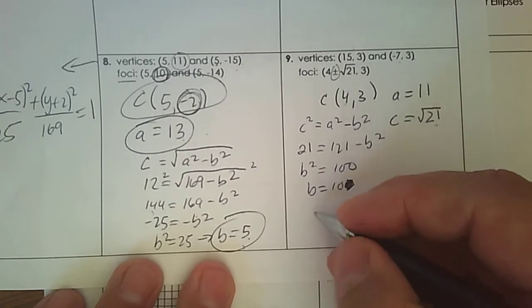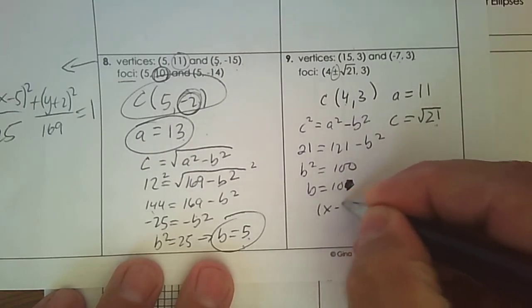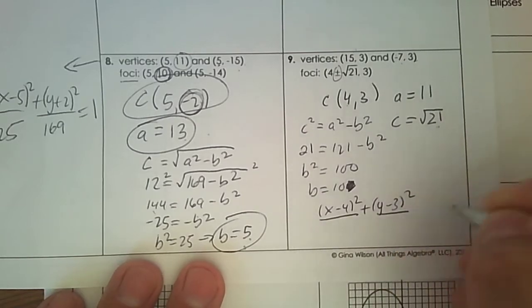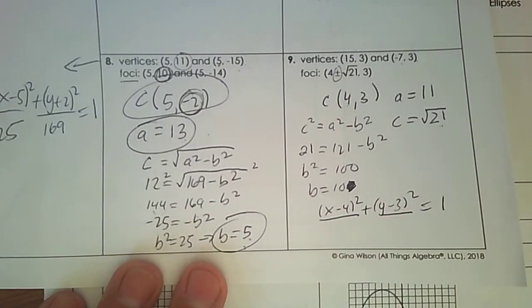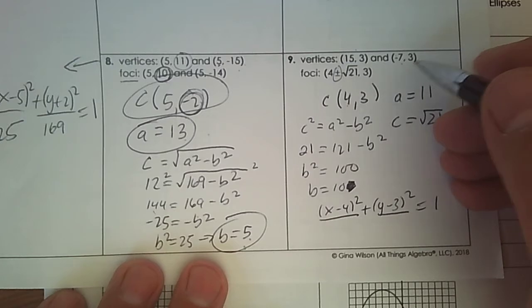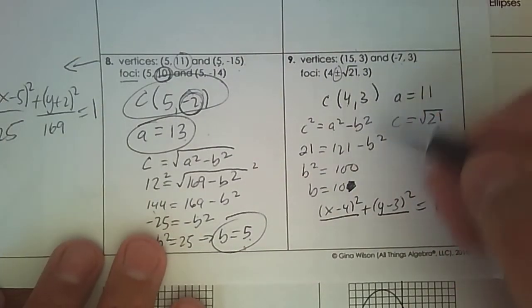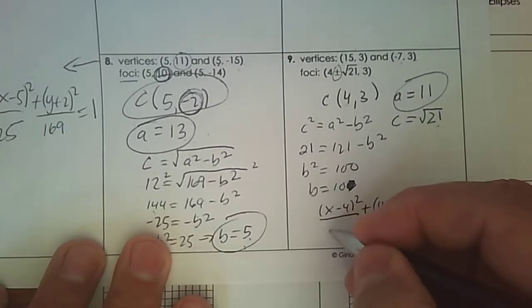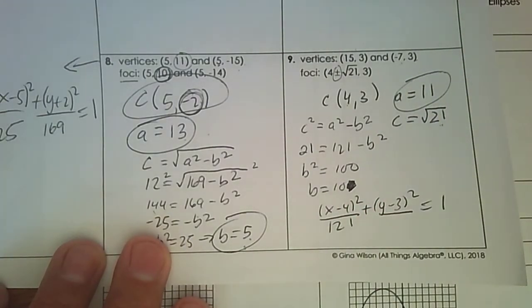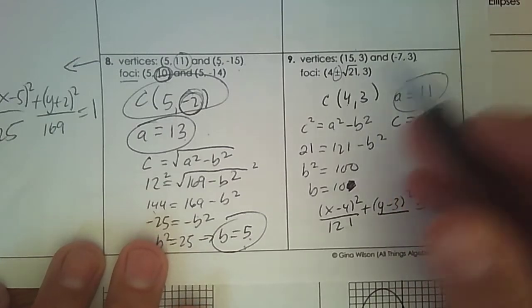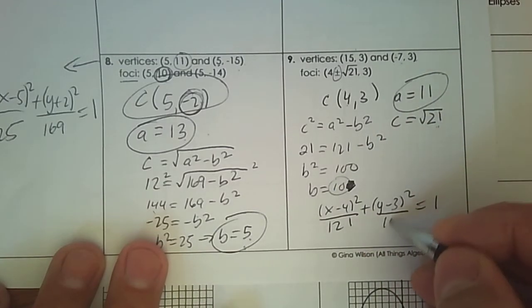So if I put this together, now I have room. The center is at x subtract 4 and y subtract 3 squared equal to 1. A and B. Is this a vertical or horizontal ellipse again? So I look, the x has changed for the major. So the A goes with the x. So that's 11 squared, which is 121. And then the y is the minor. So b squared here, that's 100.